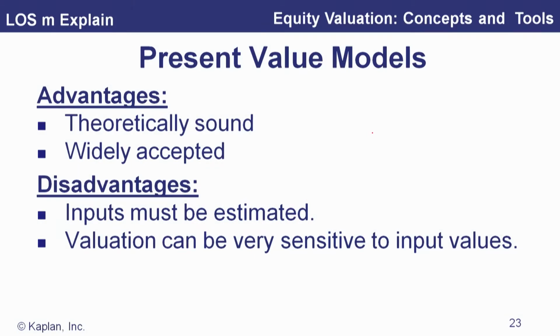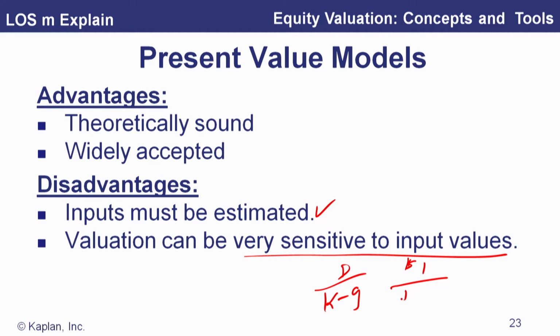So our present value models, our discounted cash flow models, the advantages, we said they're theoretically sound. They're widely accepted. But those inputs must be estimated, that Ke, that constant growth rate g. And valuation can be very sensitive to input values. Say in our denominator in D over k minus g, think about a dividend of $1 and k is 10% and g is 4%. Well, we've got 1 over 0.06.